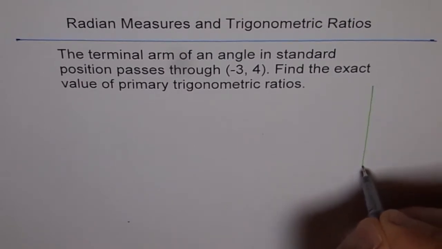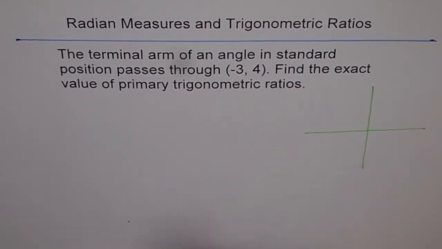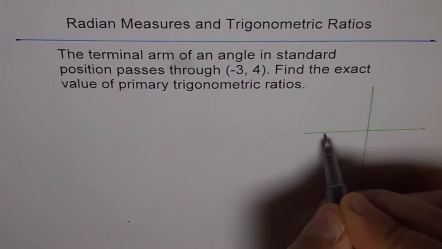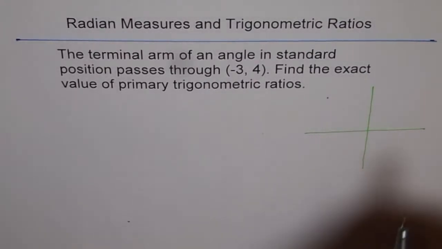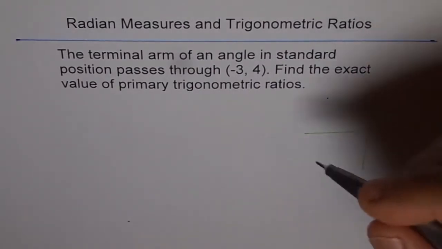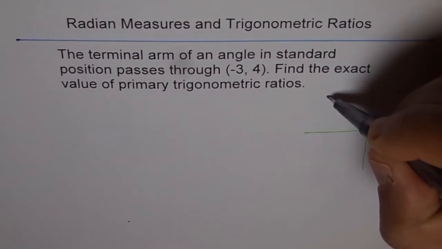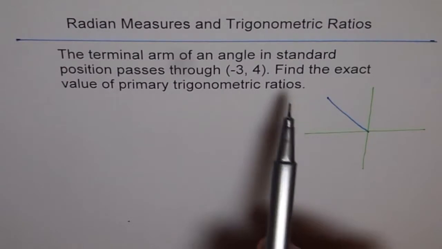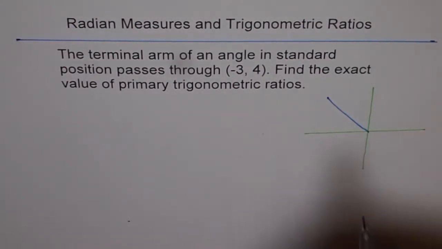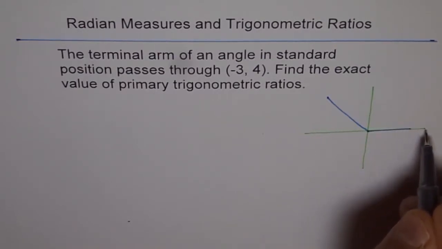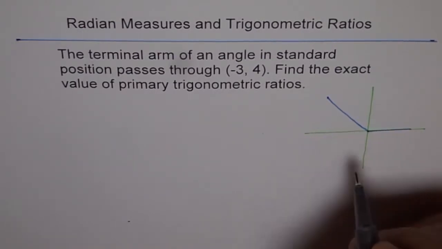So that is our coordinate plane, and the point given to us is at (-3, 4). That means 3 units in the minus x direction and 4 in the plus y direction. So somewhere there. We can join this point with the origin since the angle is in standard position. There it is. An angle in standard position means that the vertex is at the origin and the initial arm is always along the x-axis, correct? Now that is our terminal arm.